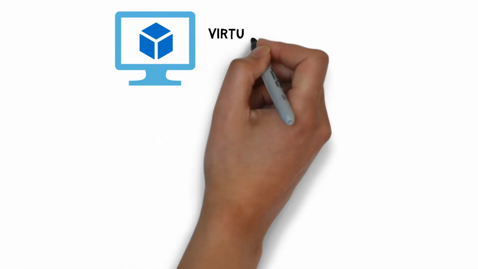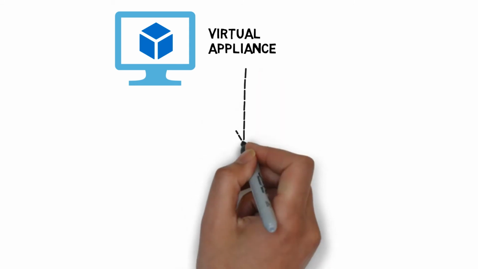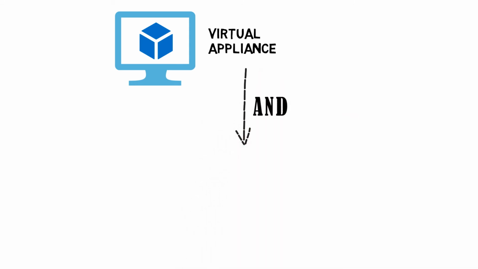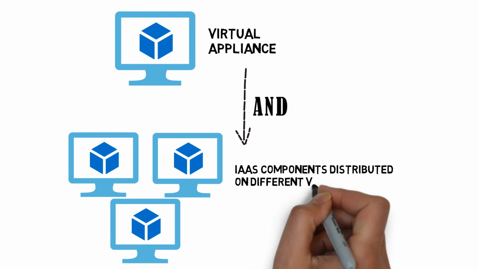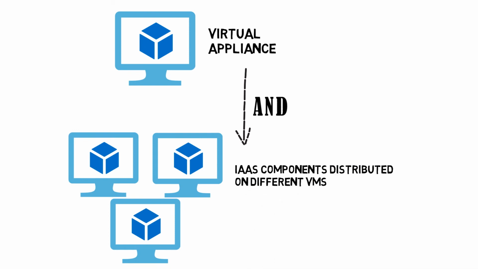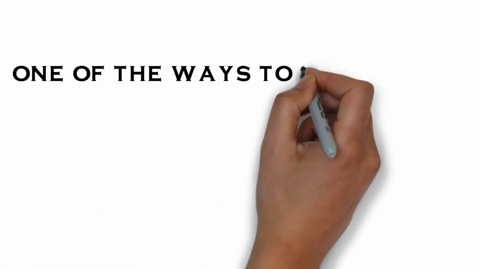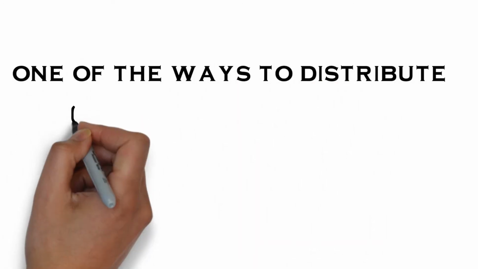In distributed deployment, we are of course going to deploy a virtual appliance, and the IaaS components are going to be distributed among different virtual machines. That is, instead of running all the IaaS components together on a single virtual machine, we are going to club and distribute them on different virtual machines. Now, one of the ways to do this is the following.